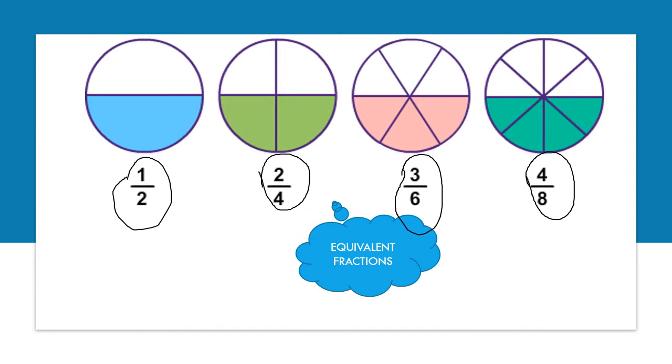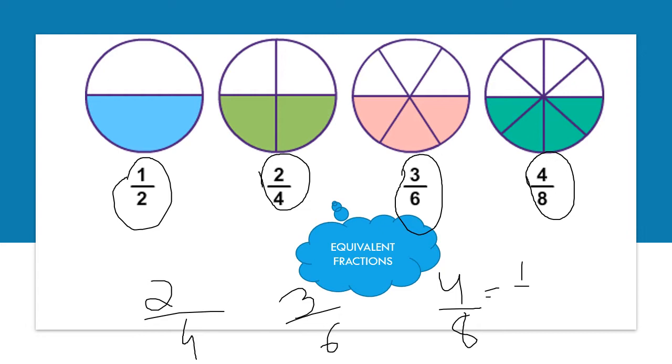So all these are equivalent fractions, and if we have to reduce these fractions, which are 2 by 4, 3 by 6 or 4 by 8, they can be reduced into 1 by 2, that is half. The denominator in each case is twice the numerator. Got it? So we'll be doing some examples of that.